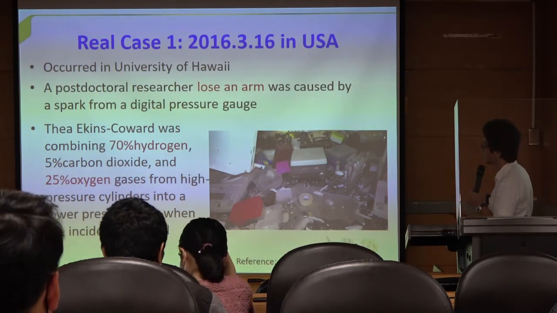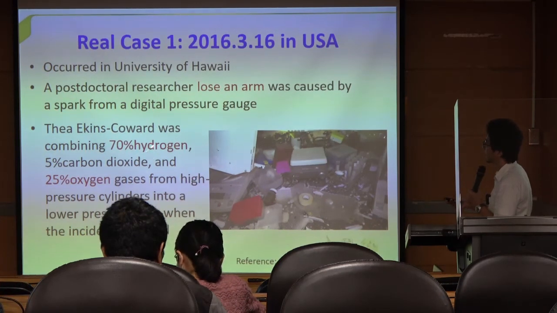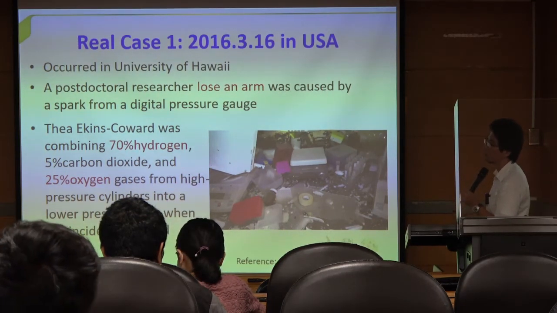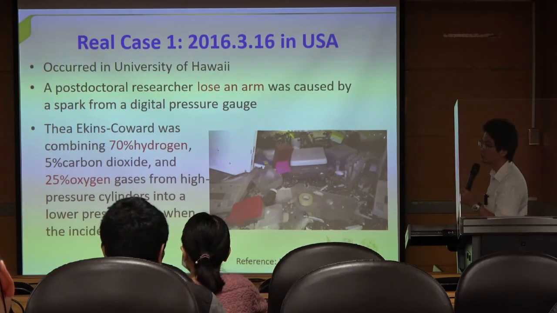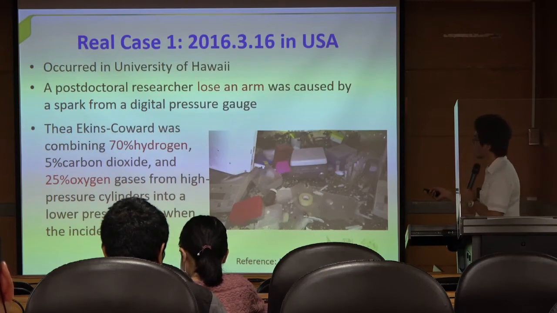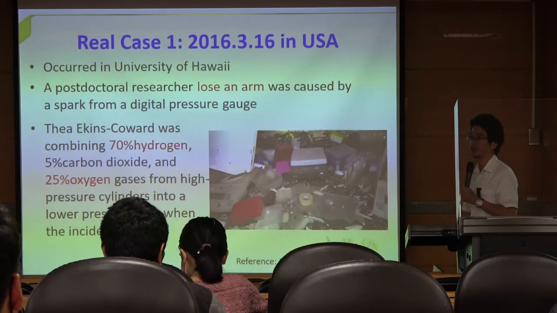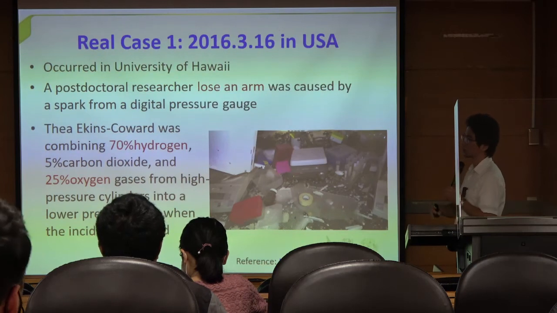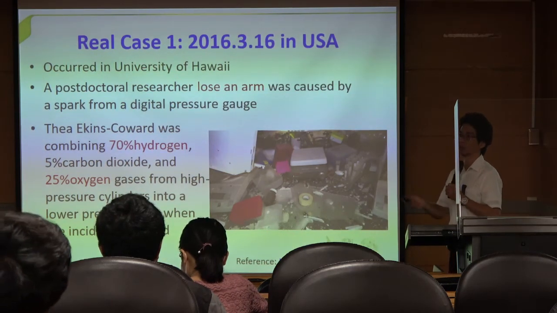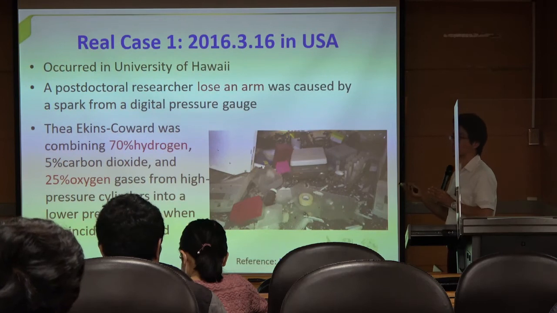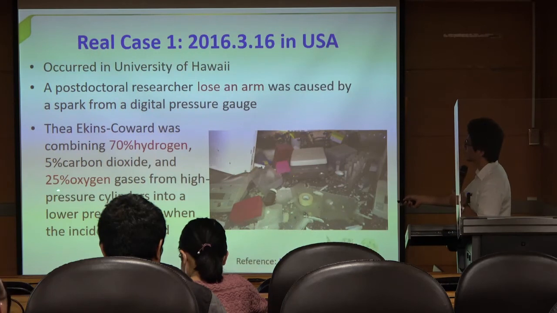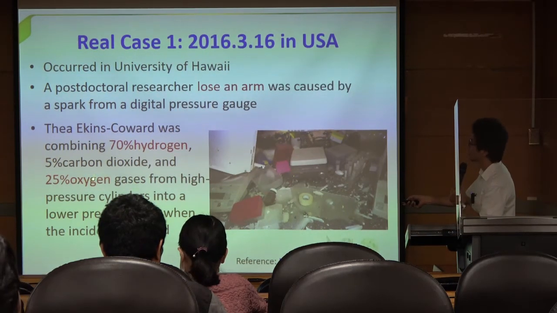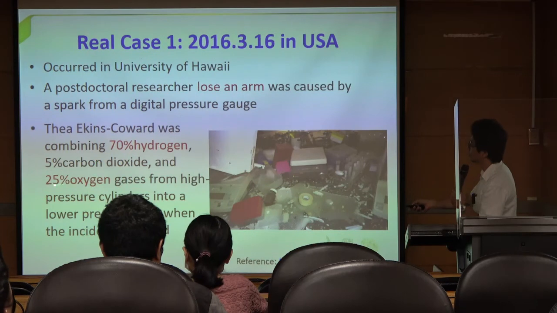So does anyone know which concentration of hydrogen will explode? The minimum concentration. Do you know? The minimum concentration of hydrogen is 3%. More than 3% of hydrogen will explode very easily. So you can imagine 70% hydrogen mixed with 25% oxygen. So this operation is very, I think, dangerous.